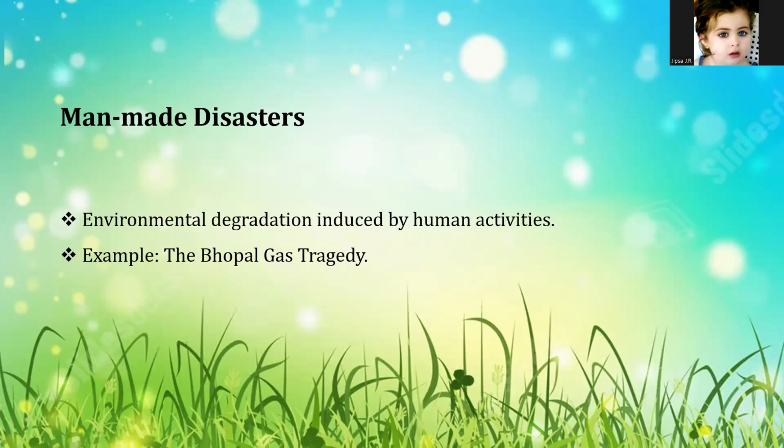The main cause is a highly toxic gas, methyl isocyanate (MIC), that leaked from the plant due to safety system failure and poor maintenance. The main impact of this tragedy is immediate. That is, thousands of people died within hours from respiratory failure. The long-term effect is that hundreds of thousands suffered permanent disabilities, including blindness, respiratory issues, and birth defects in subsequent generations. The environmental effect is that the soil and groundwater around the site remain contaminated to this day.